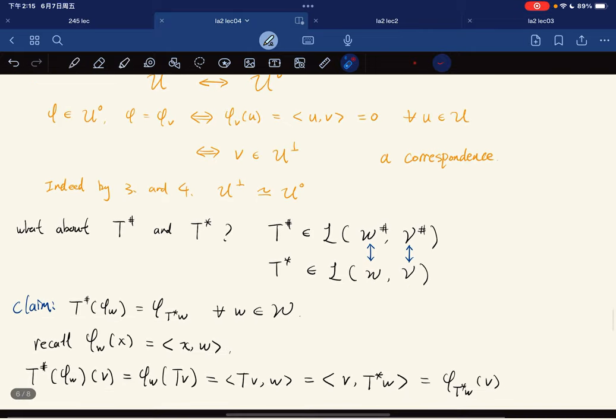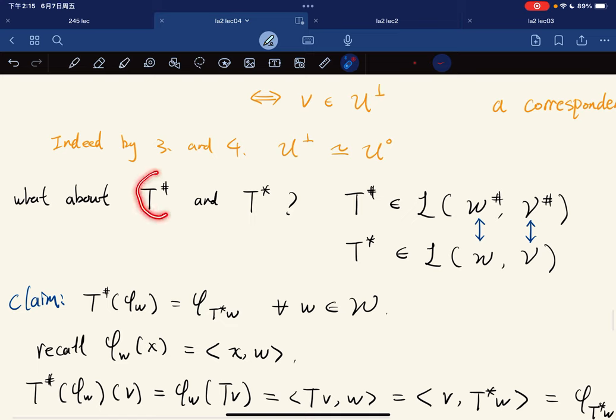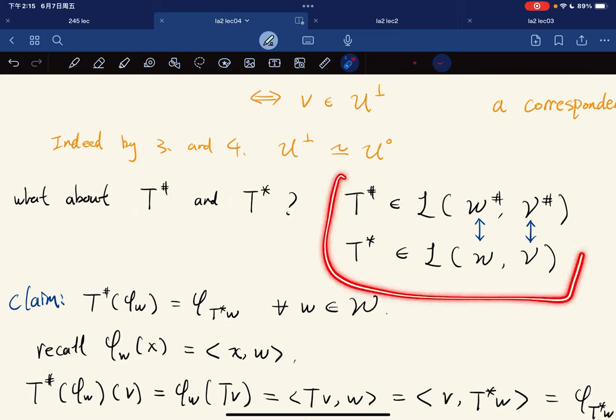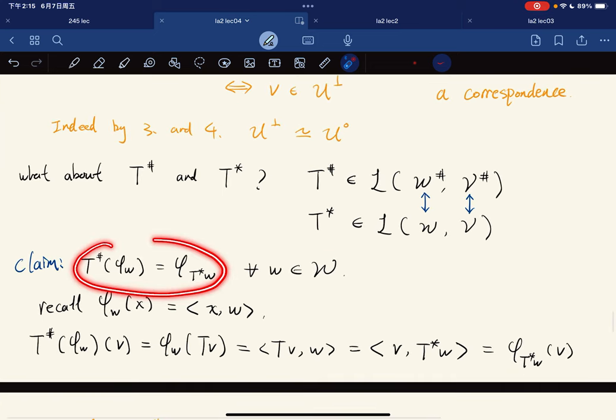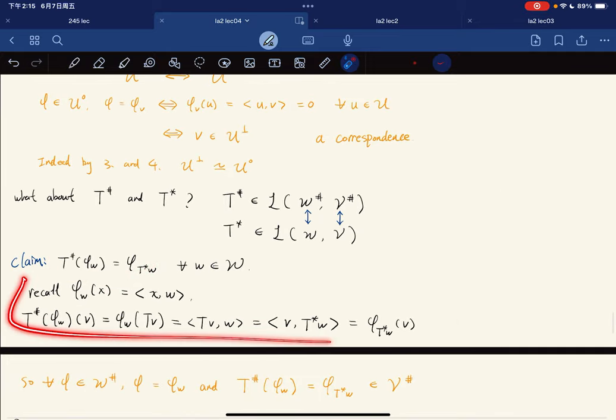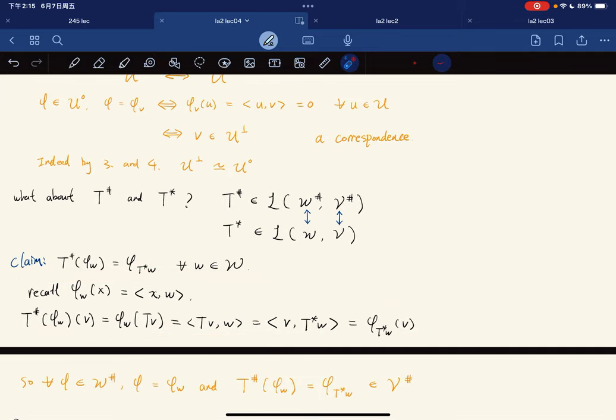And what about the pullback and the adjoint, right? With that information, the claim is that we have this. Okay, if we have this, the proof is really simple. The proof is really simple. So we claim we have this, right?